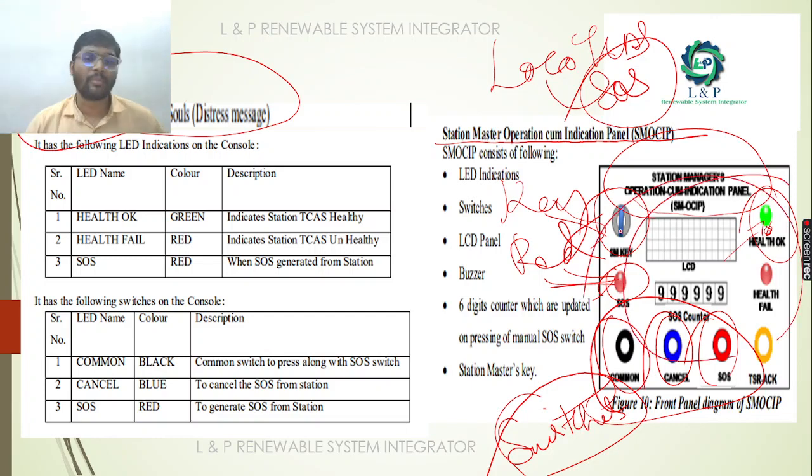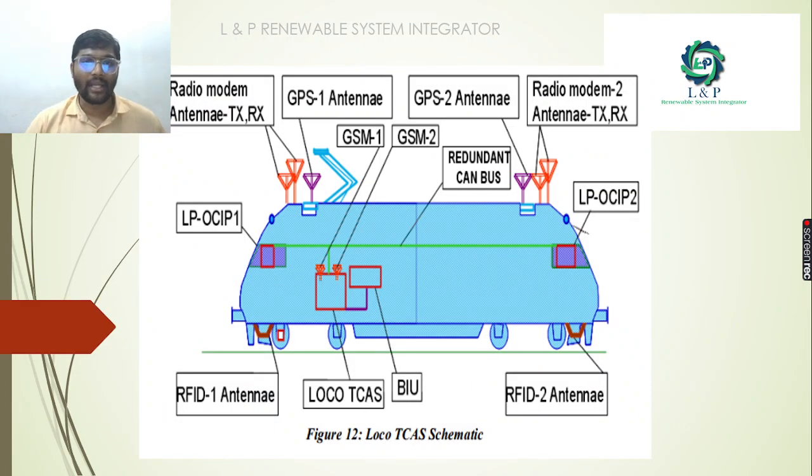So the key is very much important. It means if you want to operate this station master operation cum indication panel, the key is very much important. Okay, so this is how the Loco train collision avoidance system schematic looks.